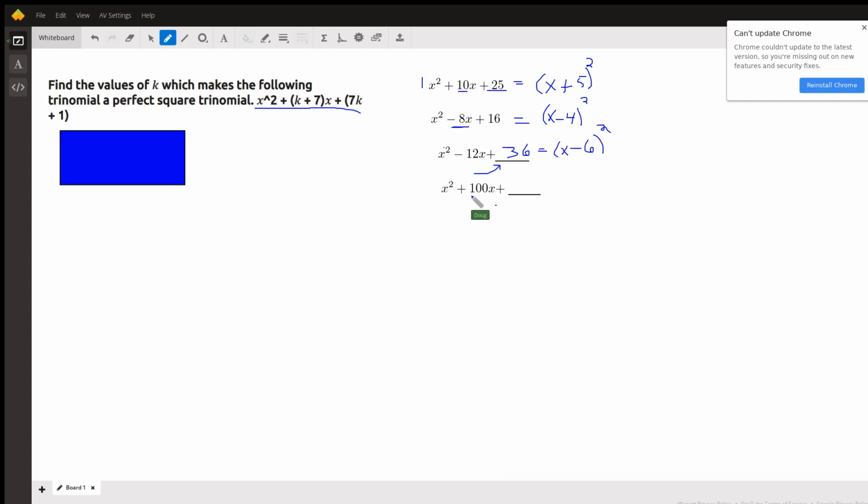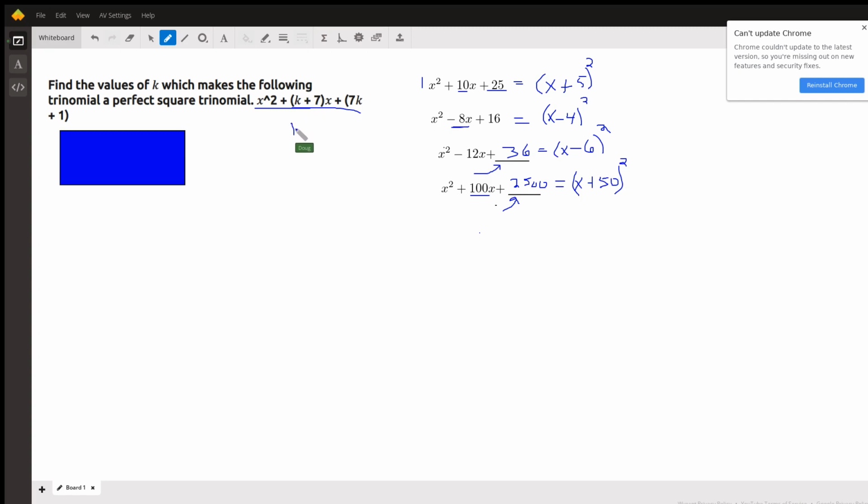And finally, what goes here to make this a perfect square trinomial? That step is called completing the square. Half of 100 is 50. 50 squared, 2,500. Which means this can be written as x plus 50 quantity squared.